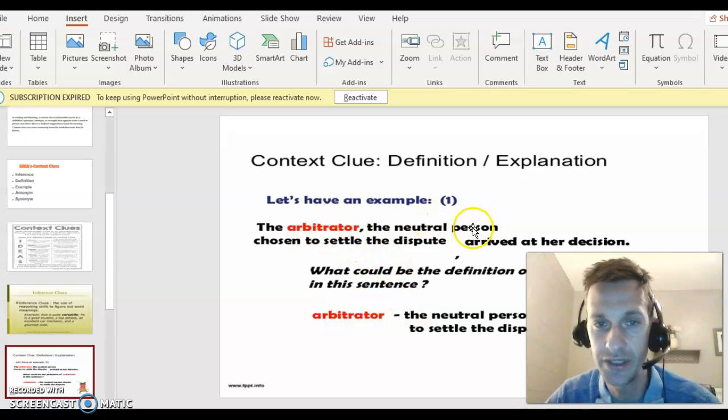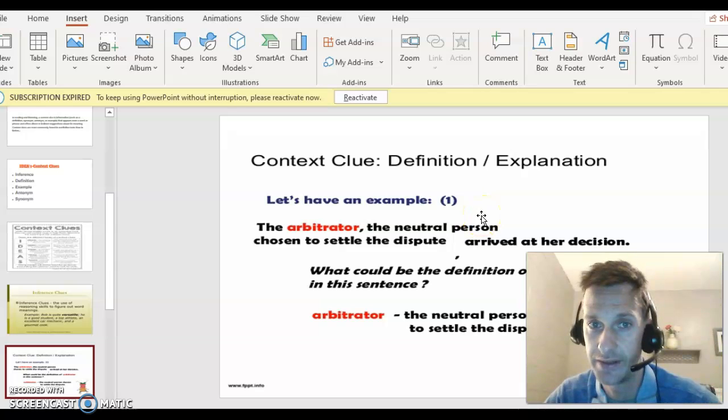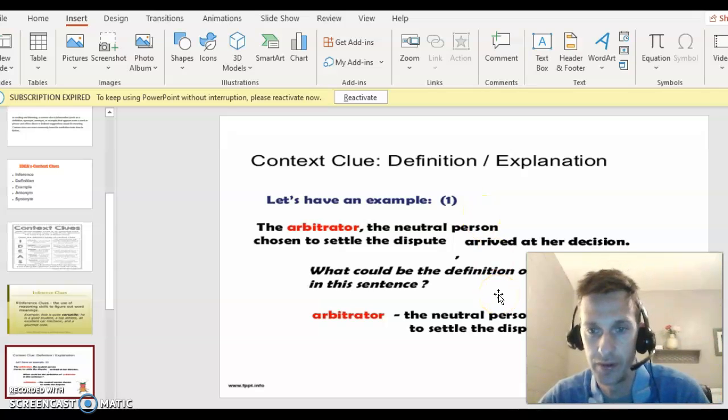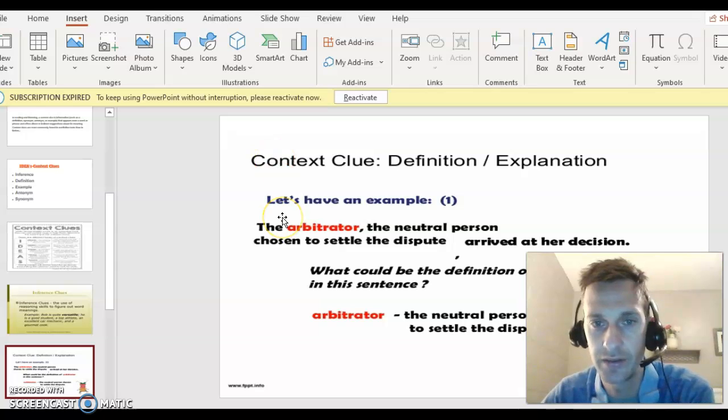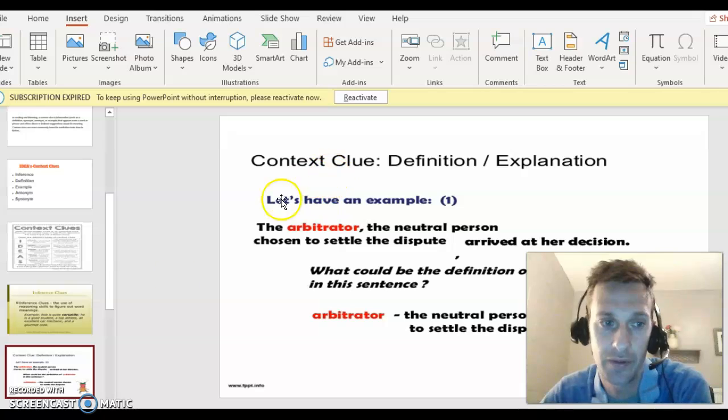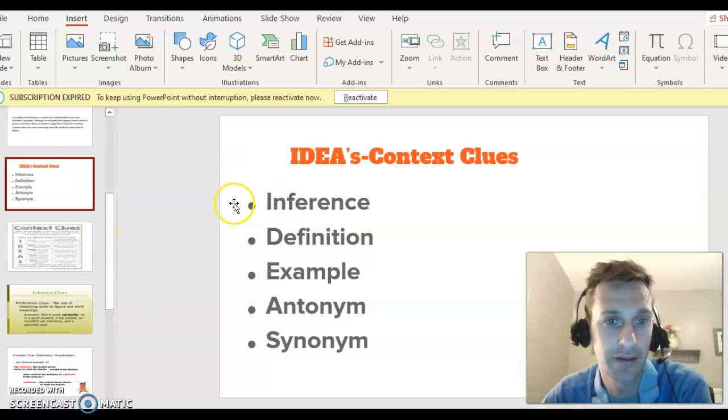The neutral person. These, to me, are probably the easiest ones to identify, right? They give you the definition of what it is. So, the arbitrator, the neutral person. Gives you the reason, gives you the definition. Pretty straightforward. Alright, so remember, mnemonic device.